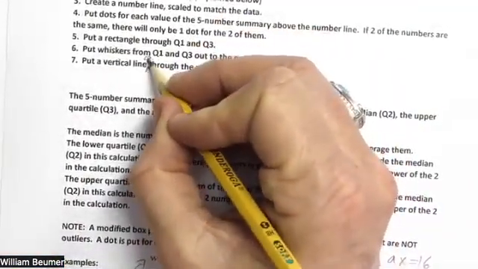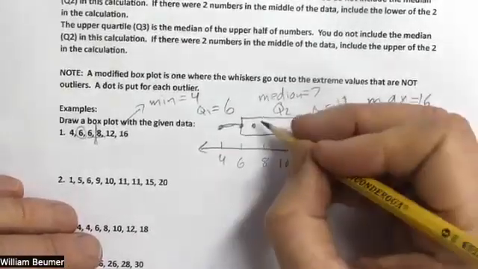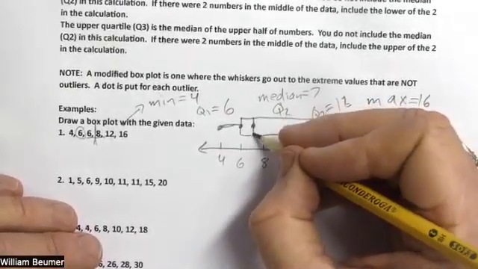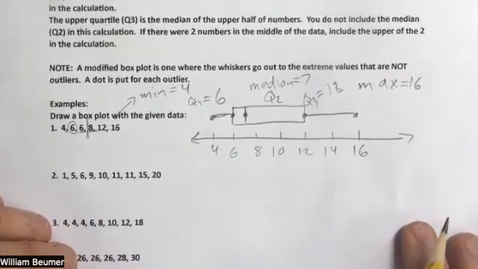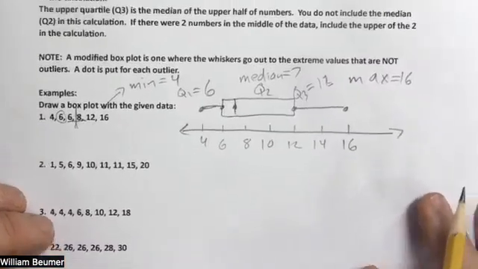There we go. And then lastly, put a vertical line segment through the median. So I go like that. And that is how you do a box plot. All right, let's look at some others.